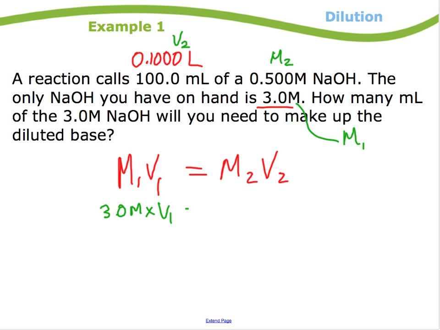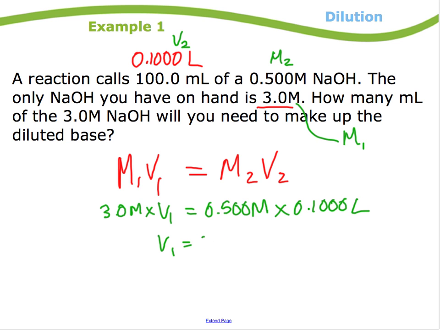So the first molarity is 3.0 molar times V1, which I don't know, is equal to the final molarity, 0.500 molar, times the final volume, 0.1000 liters. Okay, so if I'm looking for V1, I probably could have rewritten the formula solving it for V1 to begin with, or like I did this time, I plug numbers in and then solve. Either way is fine. So I'm looking to find V1, I'll divide everything by this.